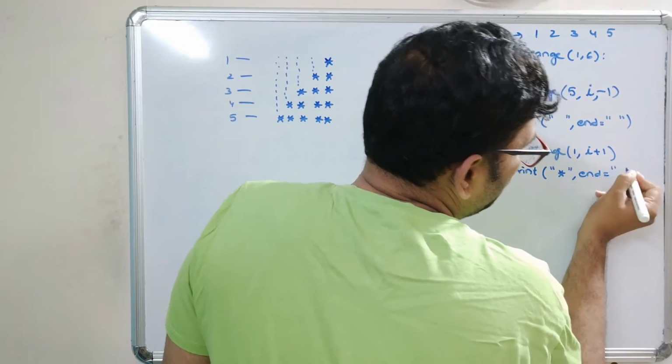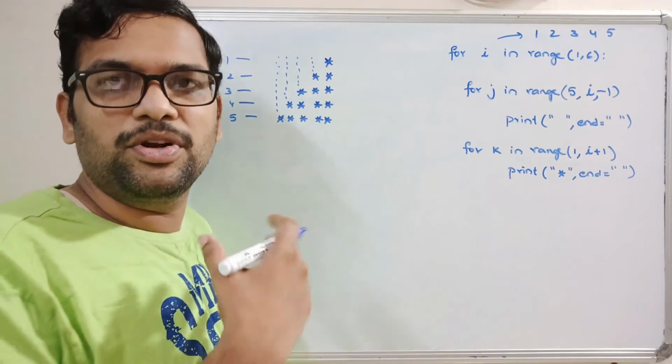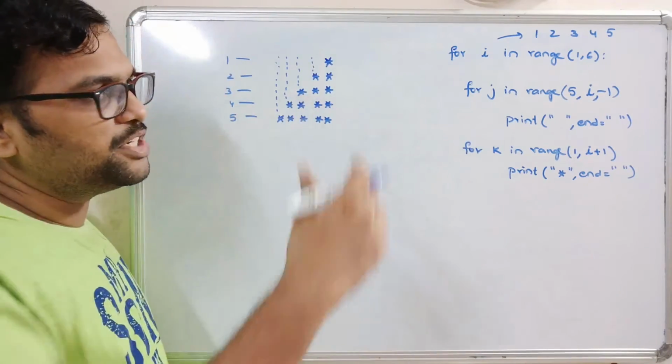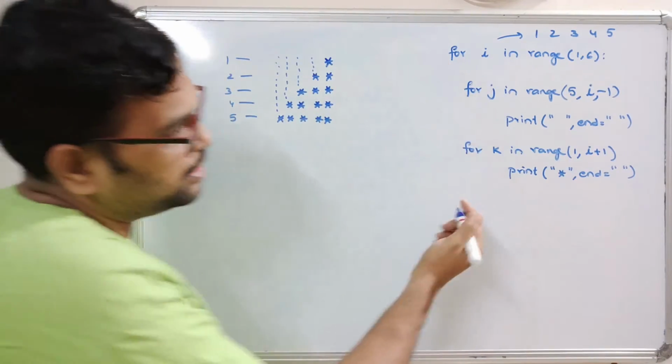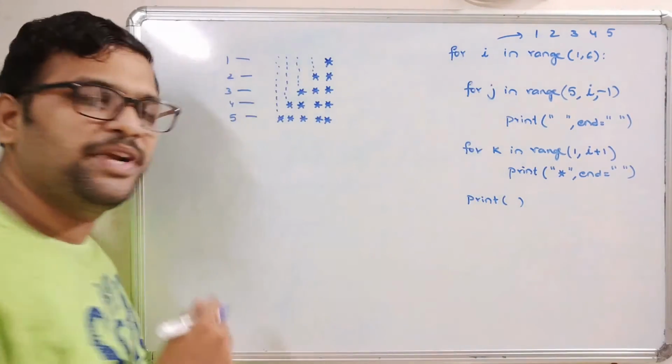and as usual use the end parameter in order to print the next output in the same line. And after completion of one outer iteration, just use an empty print so that the next iteration will be printing in the new line.